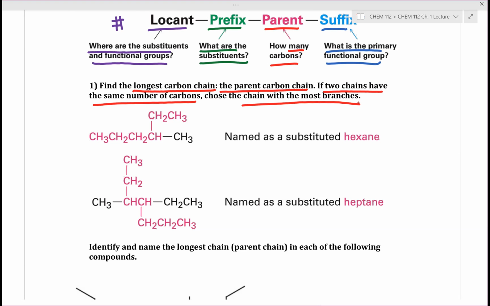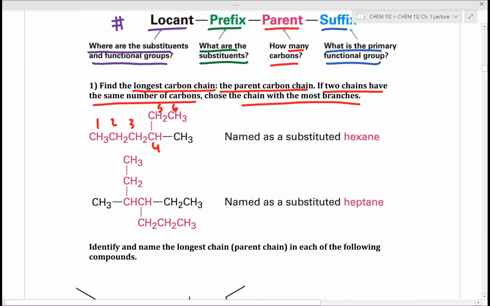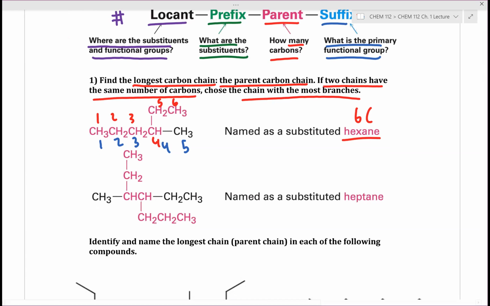Okay, let's show this method. Your goal is to count from left to right or right to left in your molecule and find the longest contiguous chain of carbons. For example, in this compound, we can count 1, 2, 3, 4, 5, 6. That's counting method number 1. Counting method number 2: 1, 2, 3, 4, 5. I have 2 ways of counting my carbons. What's the longest chain? A 5-carbon chain or a 6-carbon chain? 6. So we name it as a 6-carbon chain, known as a hexane chain. Hex for 6.